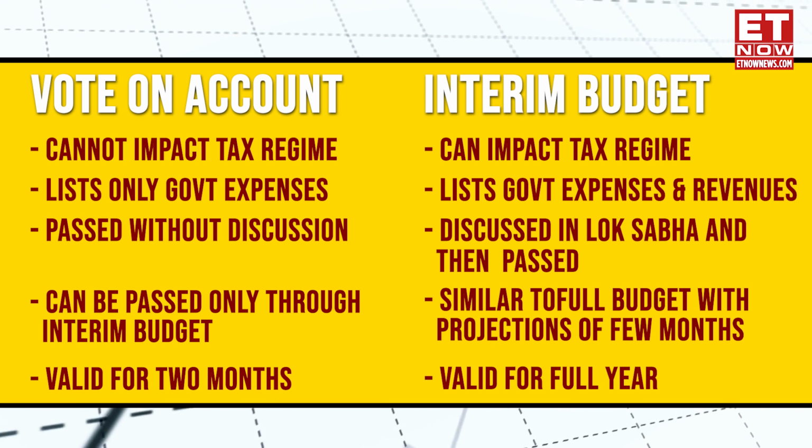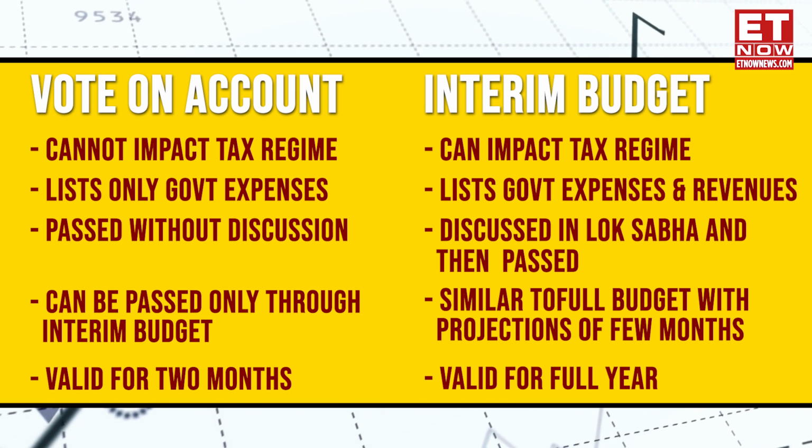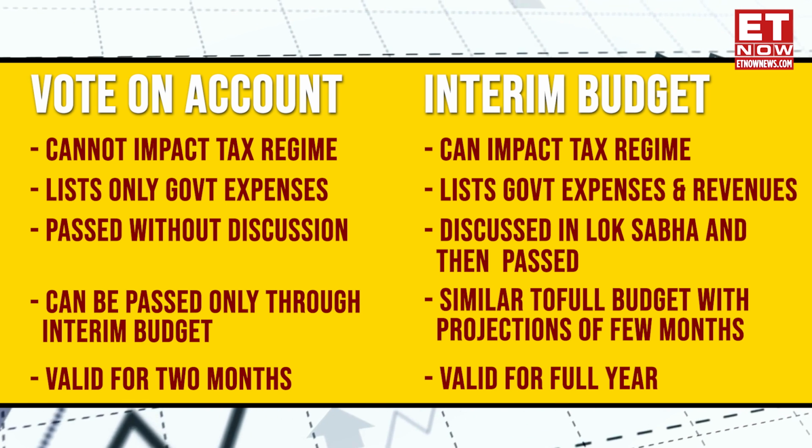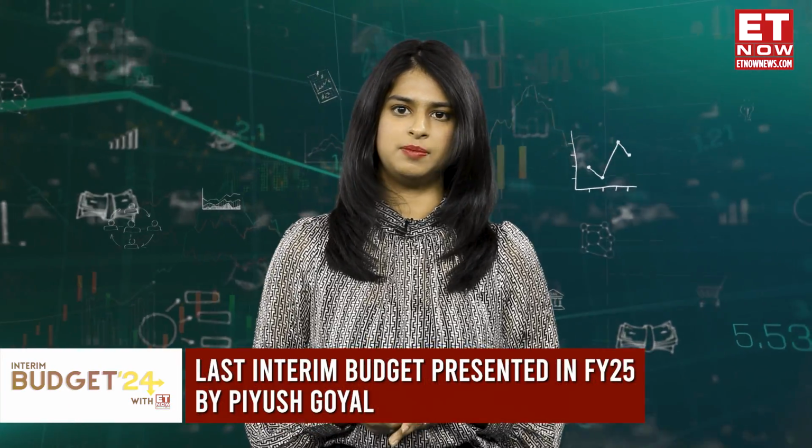An interim budget is valid for the entire year, while a vote on account is usually valid only for 2 months. Since independence, that is since 1947, there have been 73 annual budgets, 14 interim budgets and 4 special budgets. The last interim budget was presented in 2019 by then Finance Minister Piyush Goyal. So all in all, what Nirmala Sitharaman has indicated is that the government will only get permission to spend money on required expenses this February and leave it to the new government to present the full budget sometime in July.